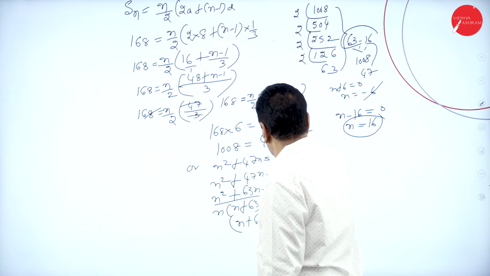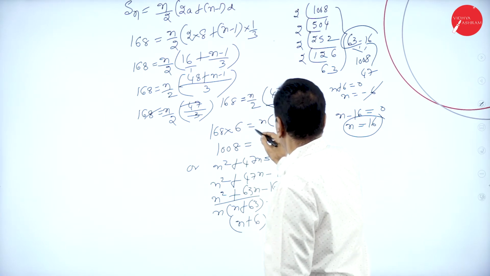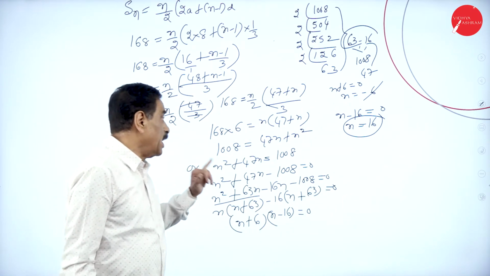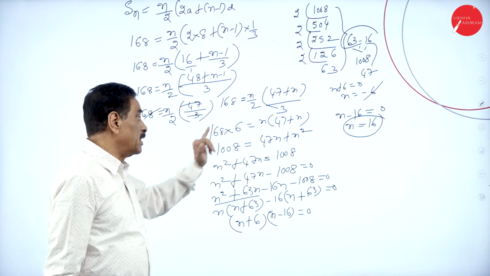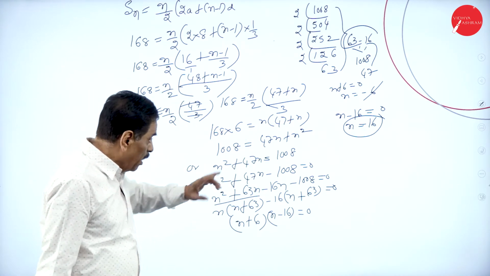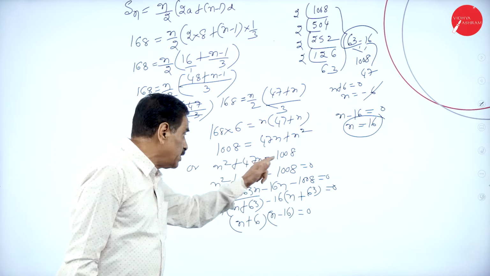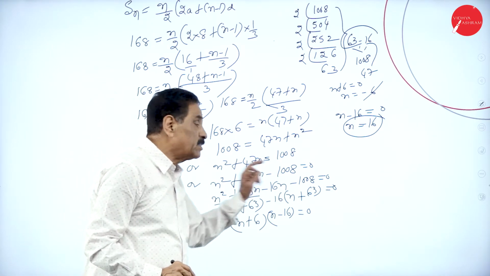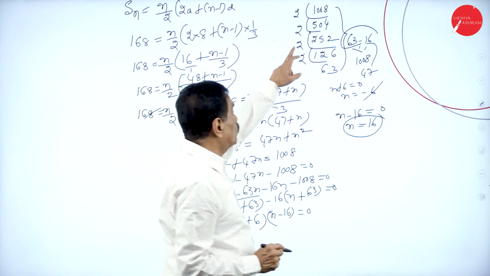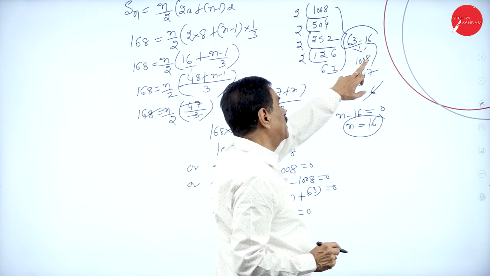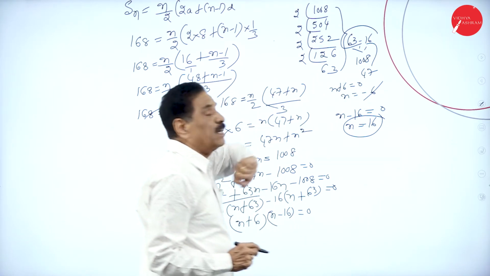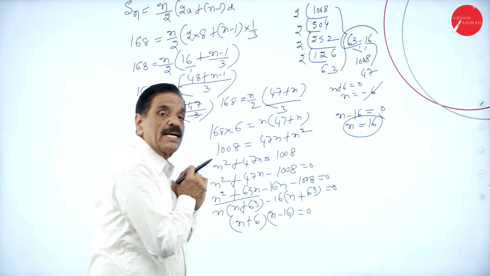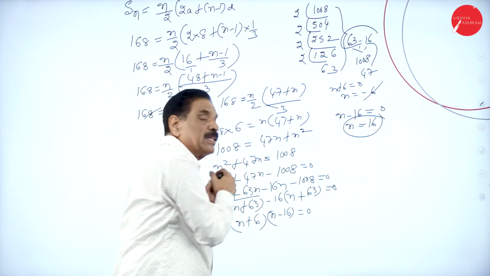Then what I did, 3 2s are 6. 168 into 6. What is left over? N into 47 plus n. So 1008. N into 47 is 47n, n into n is n square. Or we can write n square plus 47n is 1008. I simplify this. So the numbers will come 63 and 16. Multiply, we get 1008. 63 minus 16 is 47. So what does mathematics say, no? When you multiply, it is 1008.